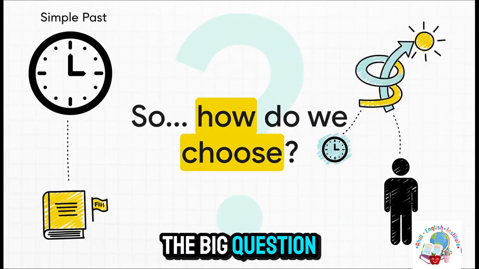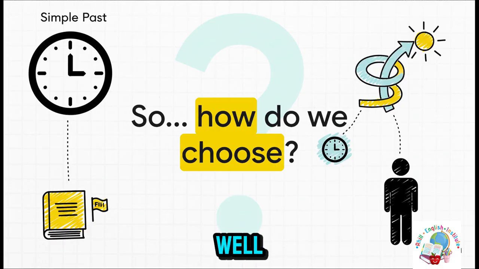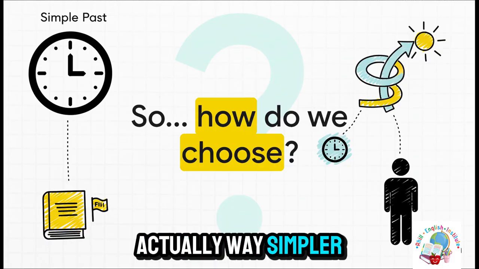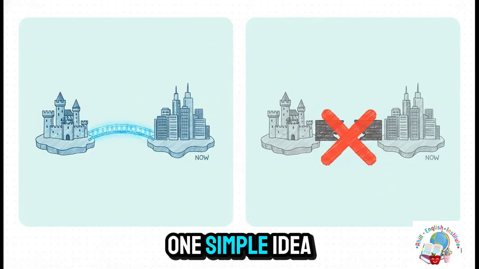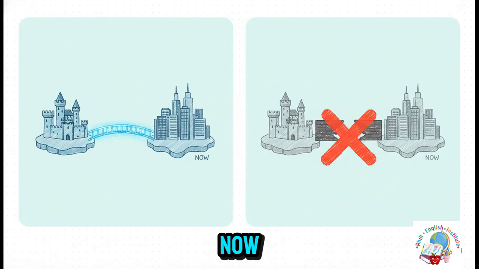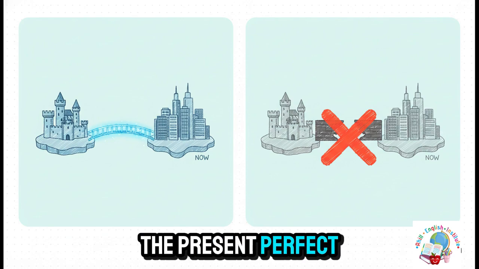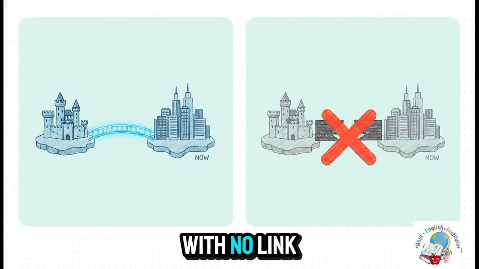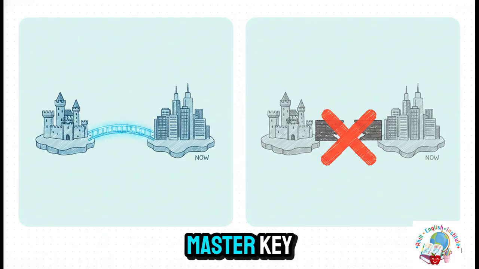And this is the big question, isn't it? When you're telling a story about the past, which tool do you pull out of your grammar toolbox? Well, the answer is actually way simpler than you might think. It all comes down to this one simple idea, a connection to now. If the past event you're talking about has some kind of result or relevance in the present moment, you use the present perfect. If it's just a finished story with no link to now, you use the simple past. That's it. That is the master key.